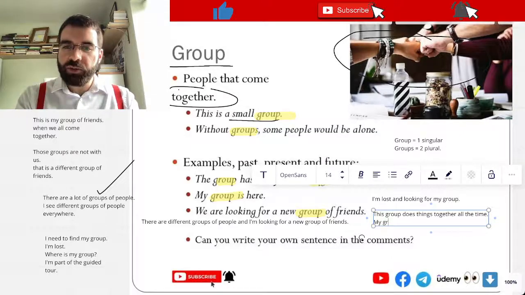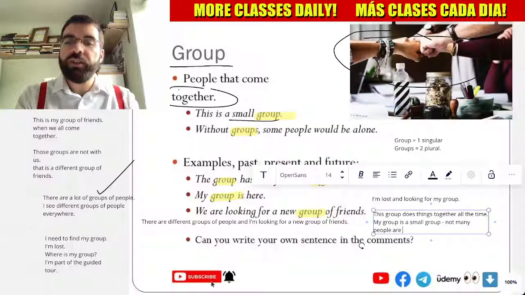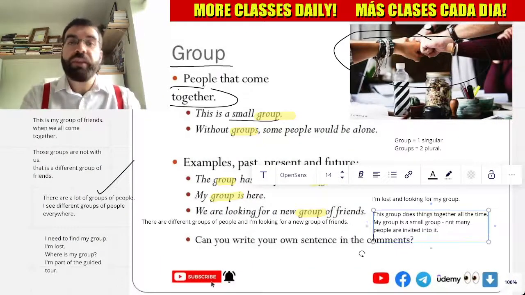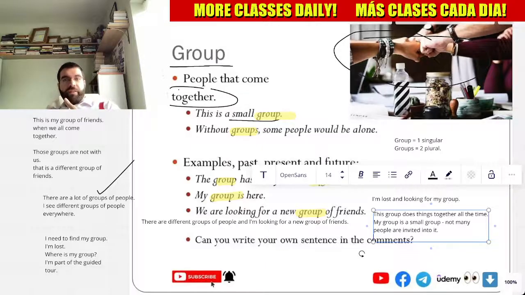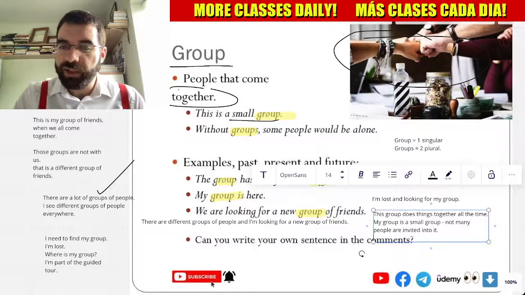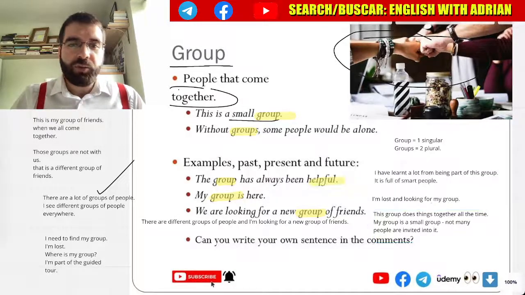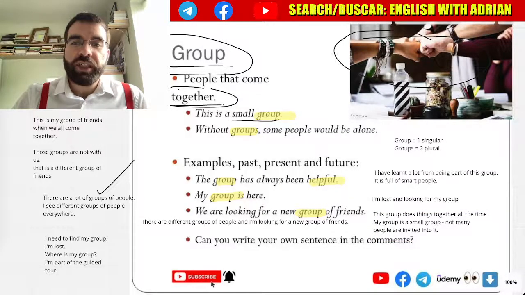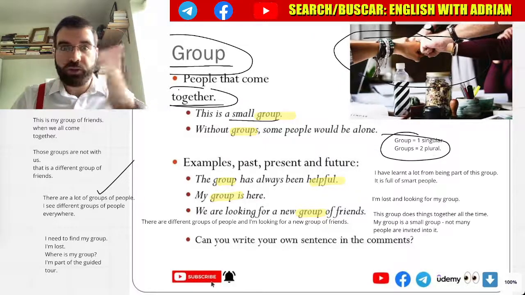So my group is a small group. Not many people are invited into it. Invited. How cool is that, Language Explorers? So, group. People that come together. Group and groups, singular and plural, different groups.